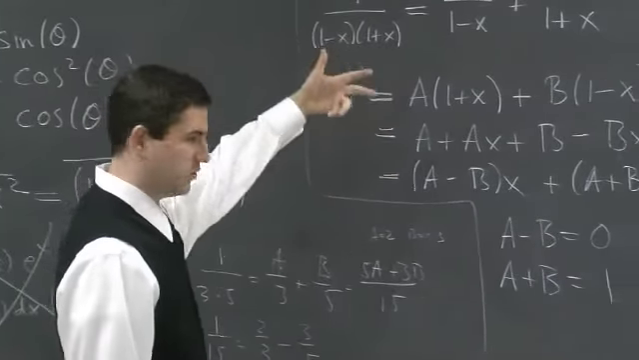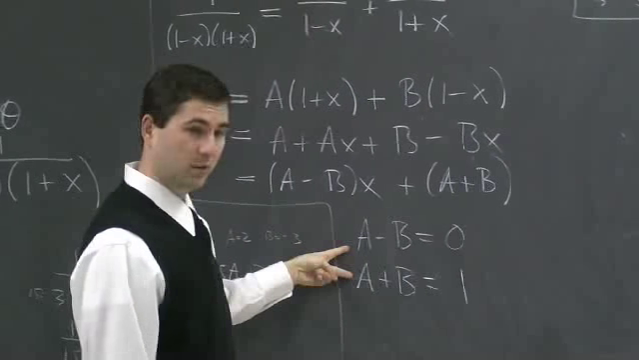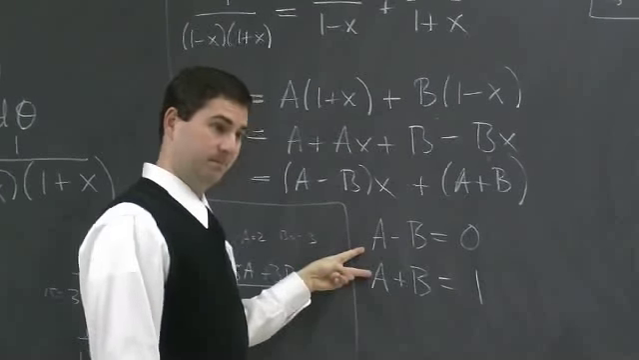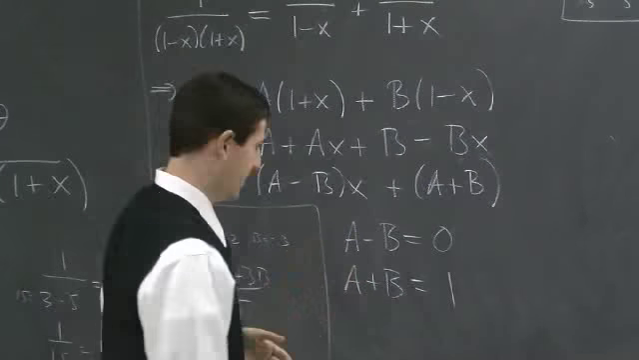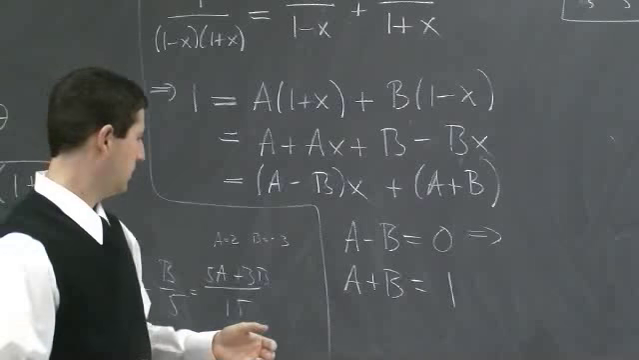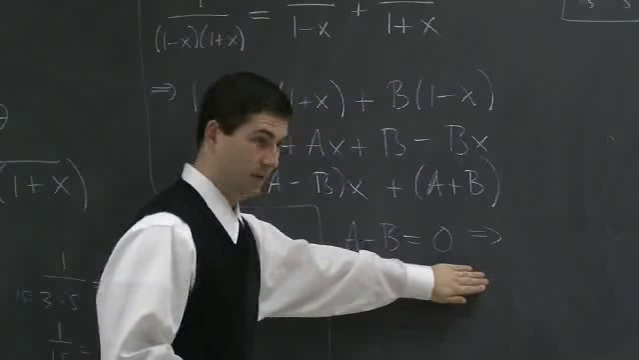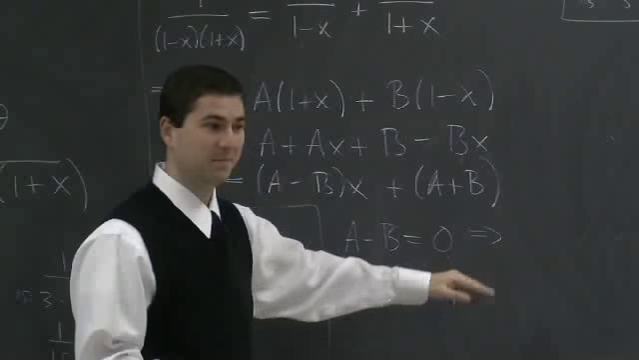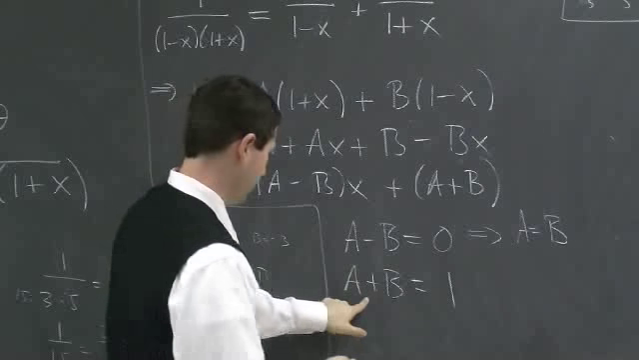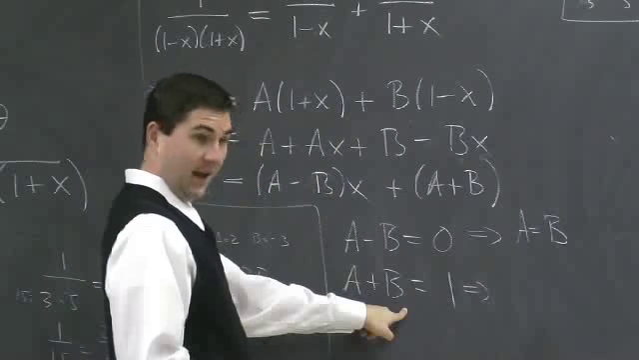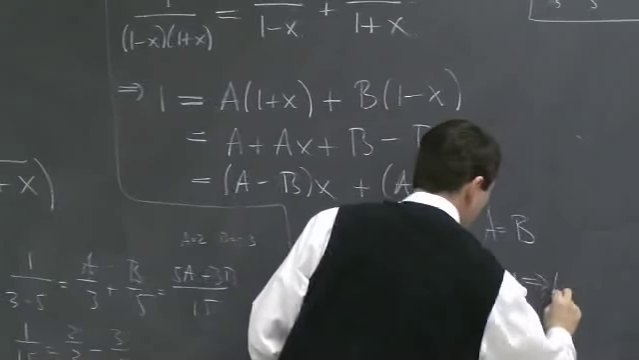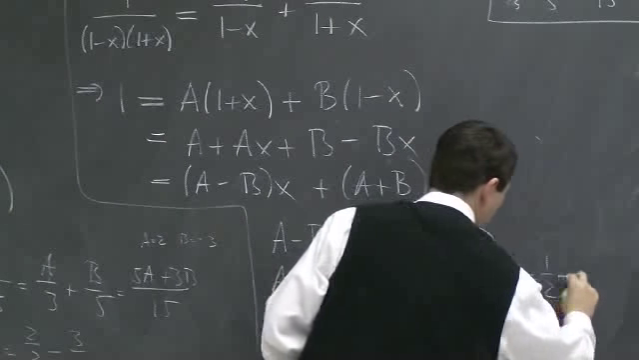So we've reduced our situation to solving a system of two equations with two unknowns. This is a particularly easy one. If a minus b is 0, what does that tell you? A equals b, right? A minus b is 0, then a is equal to b. Okay, so a is equal to b, so this becomes a plus a equals 1, which is 2a equals 1, which means a is a half, and of course a was equal to b, so b is a half also.